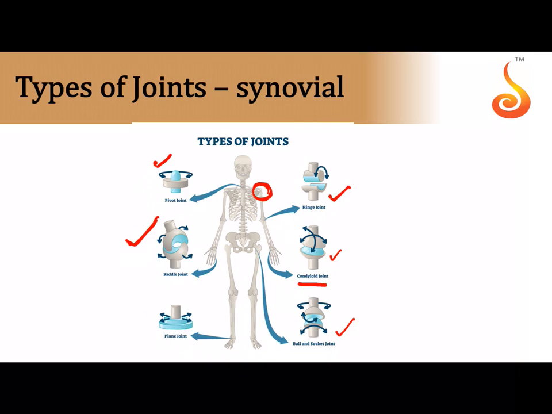And then you have the joints between your tarsals, that is your ankle bones, and the joints between your wrist bones. Whenever you rotate your wrist, for example, or you rotate your ankle, the bones glide past each other. This is called the gliding joint or the planar joint.